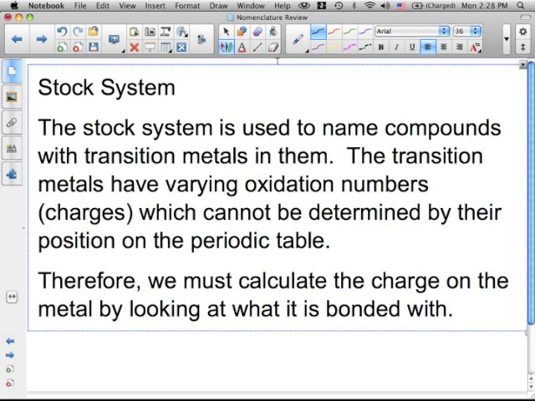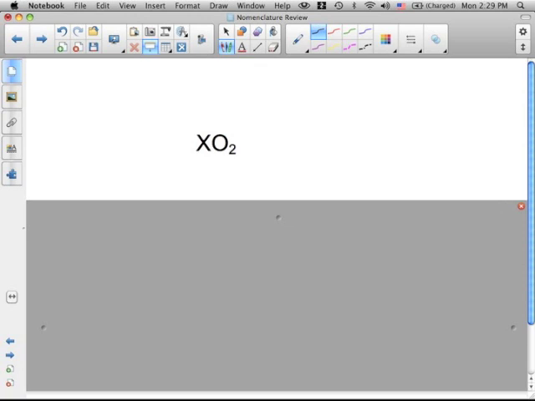Elements in group 1 have a charge of +1, an oxidation state of +1. Elements in group 2 have an oxidation state of +2. Elements in group 17 have an oxidation state of -1 usually. But the elements in group 3 through 12 have varying oxidation states, and you cannot determine it by their position on the periodic table. Therefore, we must calculate the charge on the metal by looking at what it is bonded with.